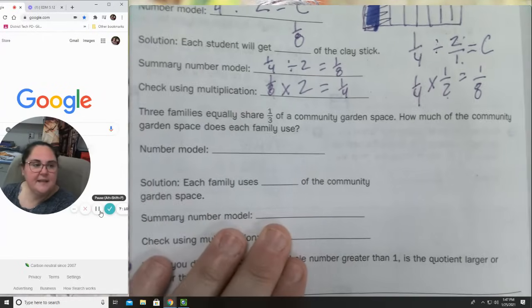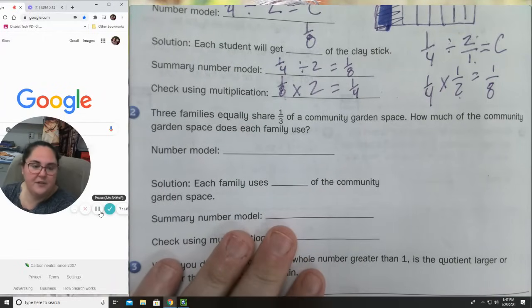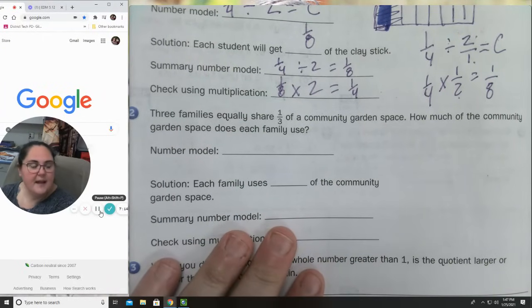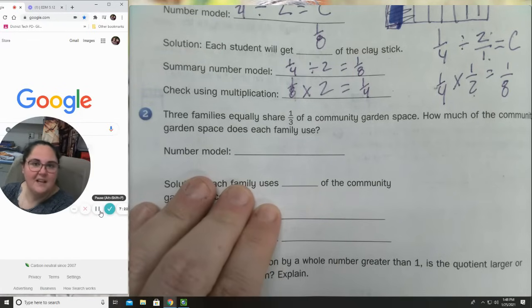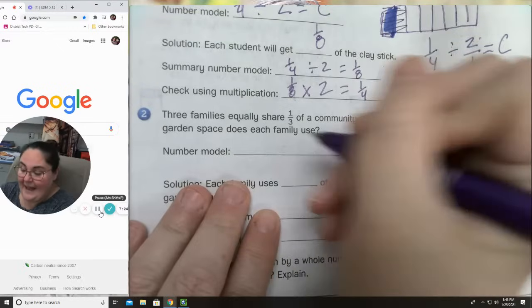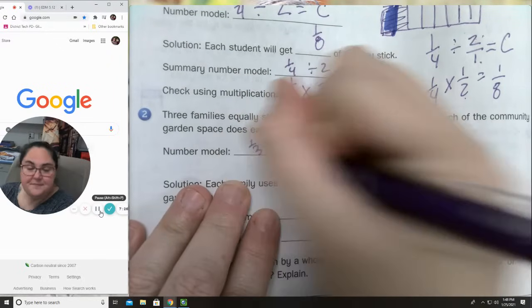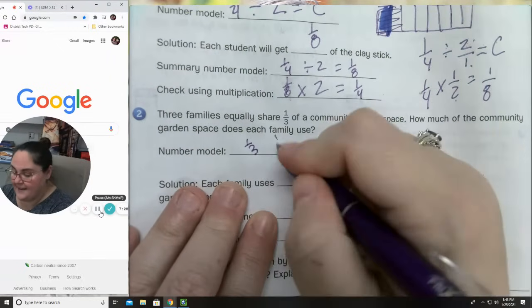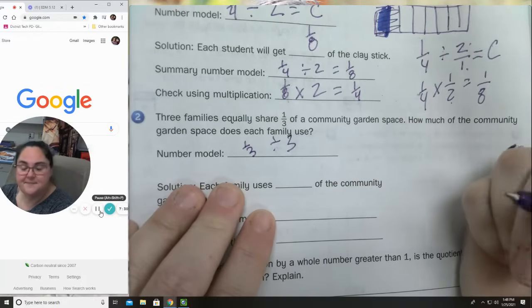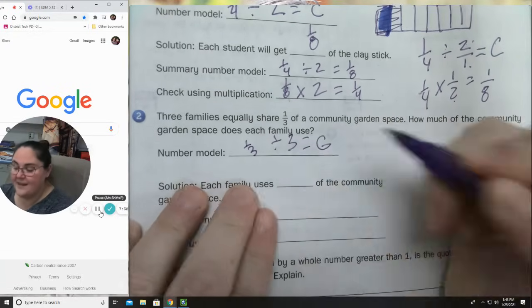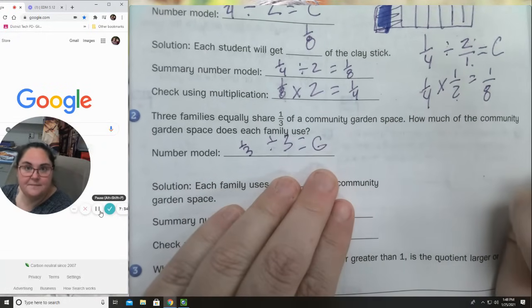3 families equally share 1/3 of a community garden space. How much of the community garden space does each family use? I want you to see, can you find the number model? For this one, I have 1/3 of a garden, and I'm dividing it by 3 families, and they will get this much garden left over.